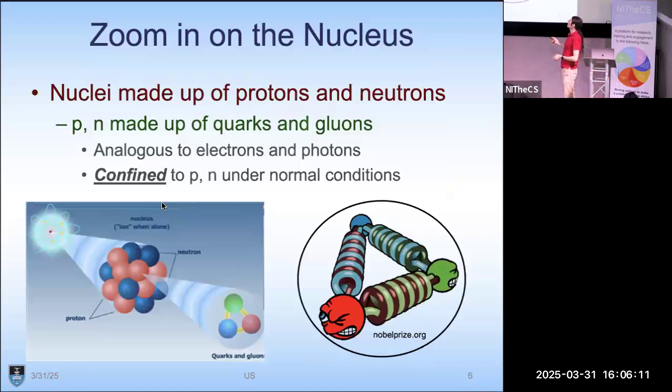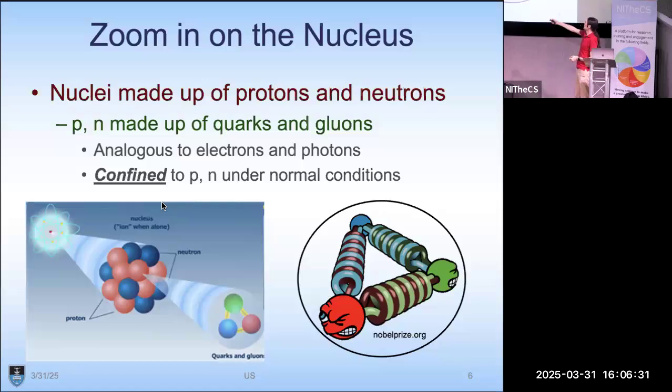And if we focus on the nuclear force, the nuclei are made up of protons and neutrons. And the protons and neutrons themselves are made up of quarks and gluons. If we zoom into the picture of, say, an atom, inside the middle of the atom, there's the nucleus. Inside the nucleus, there are protons and neutrons. Inside the protons and neutrons, there are quarks and gluons.